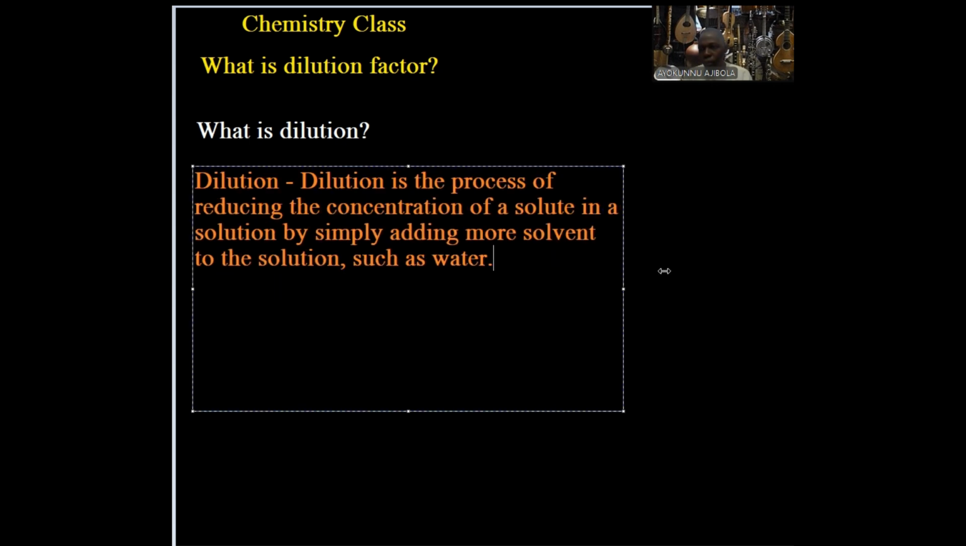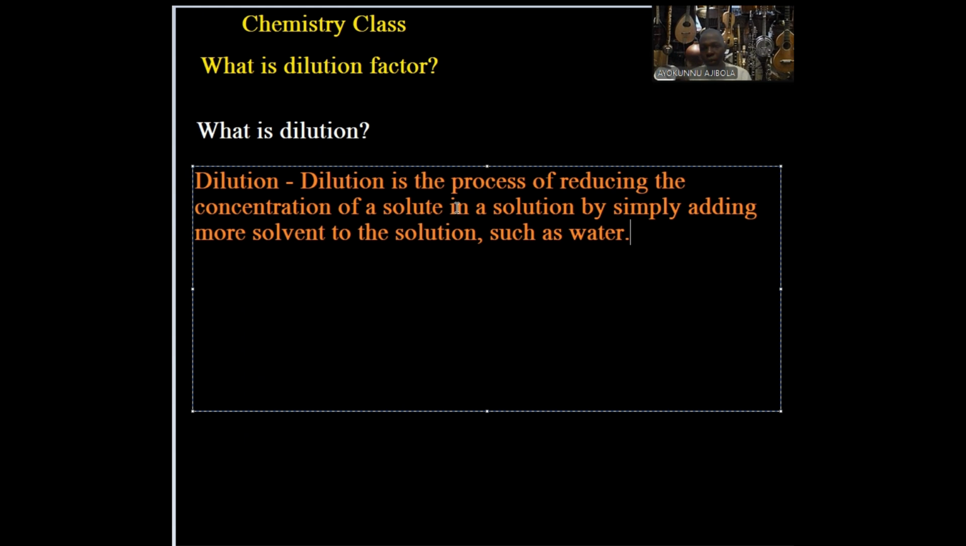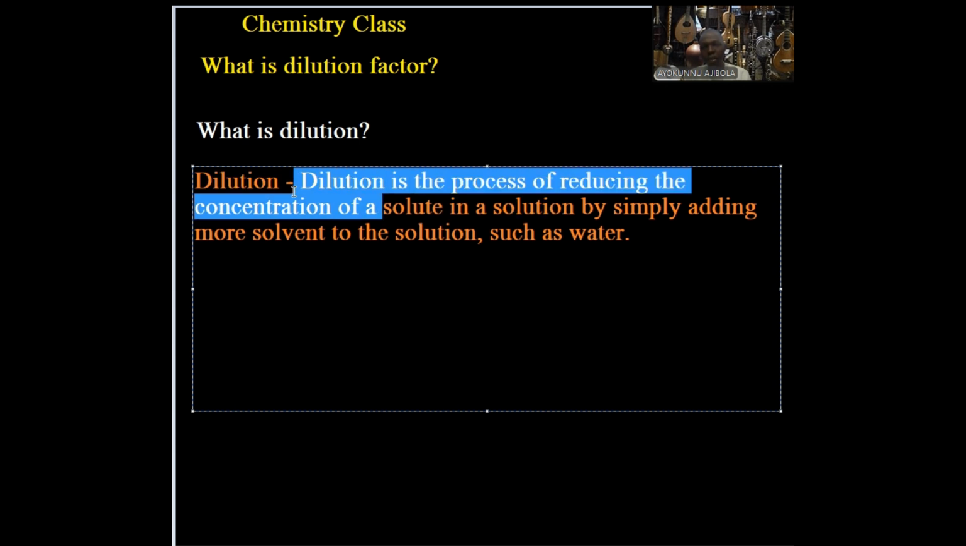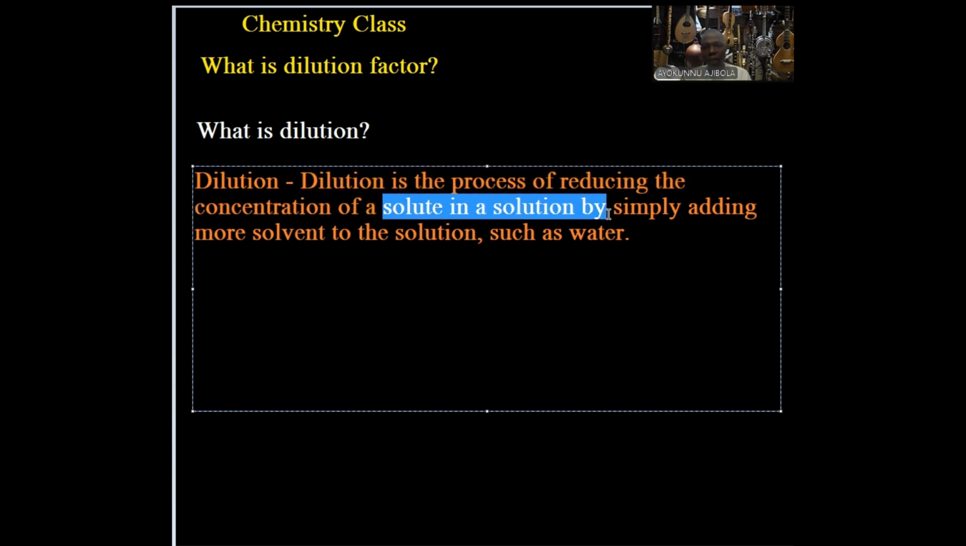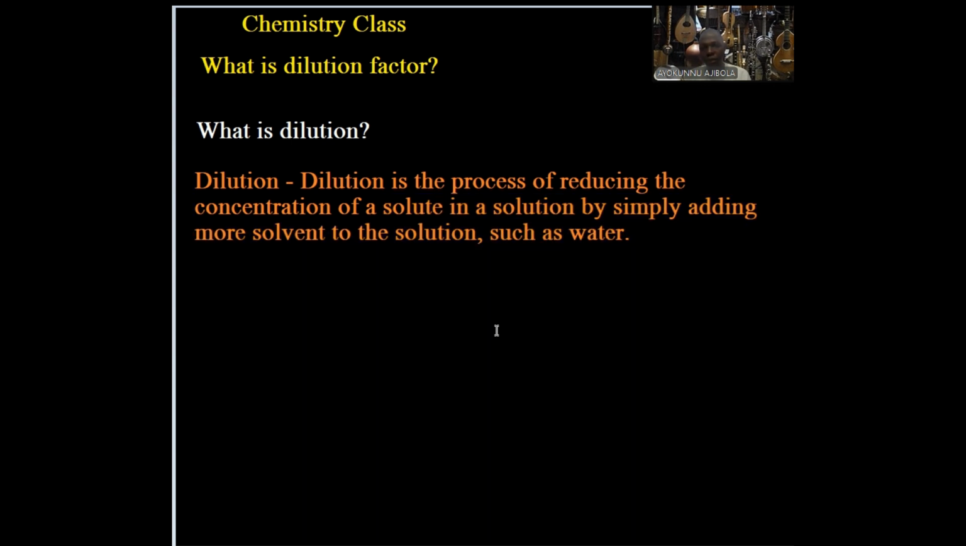Dilution is the process of reducing the concentration of a solute in a solution. So there's a solute in a solution. A solute has been mixed with solvent to form a solution. So the concentration of that solute in the solution is what we're trying to reduce by diluting it, by simply adding more solvent to the solution, and the solvent could be water or other solvents.